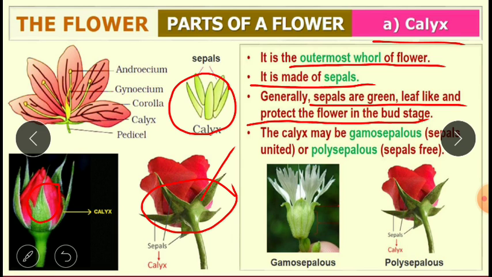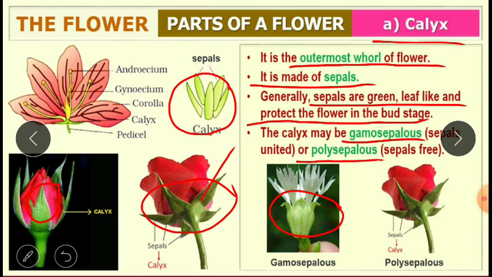The calyx may be of two types, gamosepalous or polysepalous. Now what is gamosepalous? You can observe in the picture over here, the sepals that are there are fused with each other. They are united, forming a bell-like structure. It is known as gamosepalous. Gamo means fused. Sepalous is the sepals.